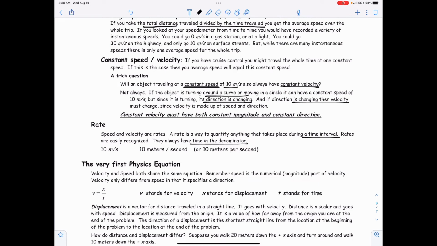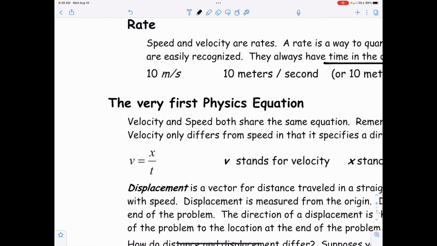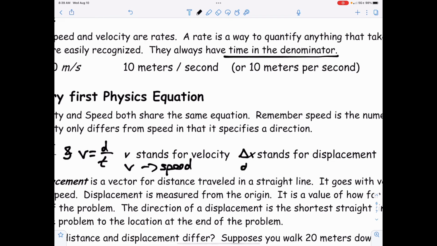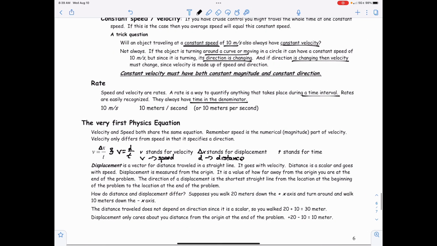So taking a look at our very first physics equation, we have v equals x over t. And I'm actually going to put delta x. Delta x actually stands for displacement. And we're going to write in v equals d over t. So v could also stand for speed as well when it's paired with d, which stands for distance. So distance is just the scalar length of something. Displacement, on the other hand, is the change in position.